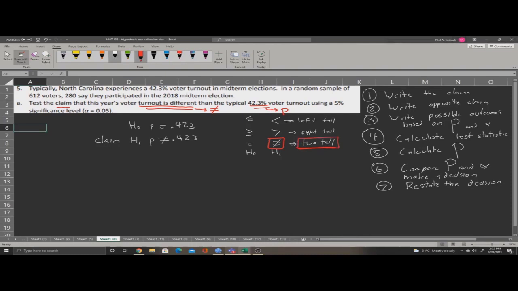Now let's think about the possible outcomes. If our big P turns out to be less than or equal to alpha, that means our evidence is strong. This will allow us to reject the null hypothesis. Now imagine we crossed out the null hypothesis. That would leave behind our claim. So this means that in rejecting the null hypothesis, we are supporting the claim.